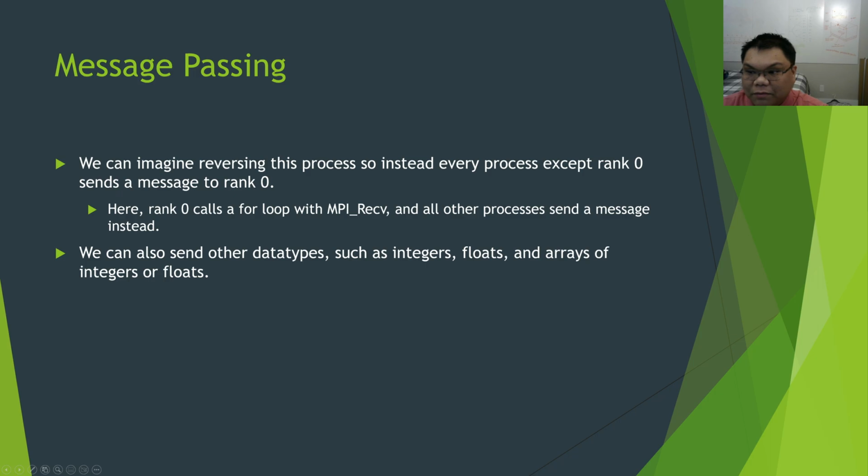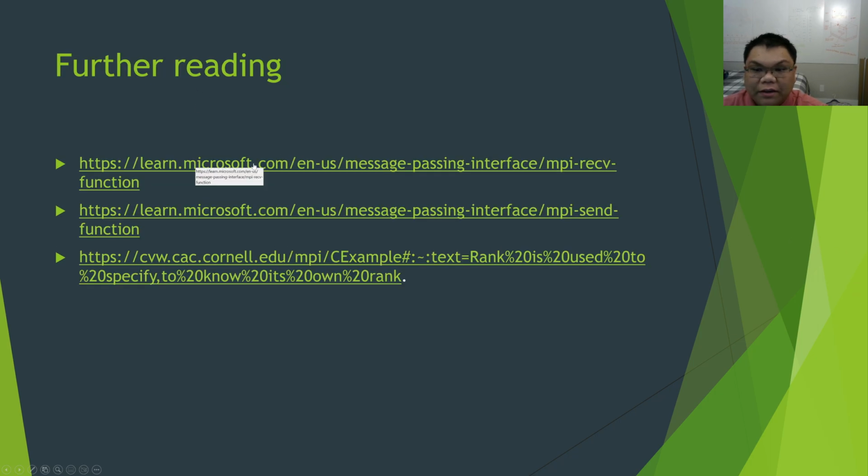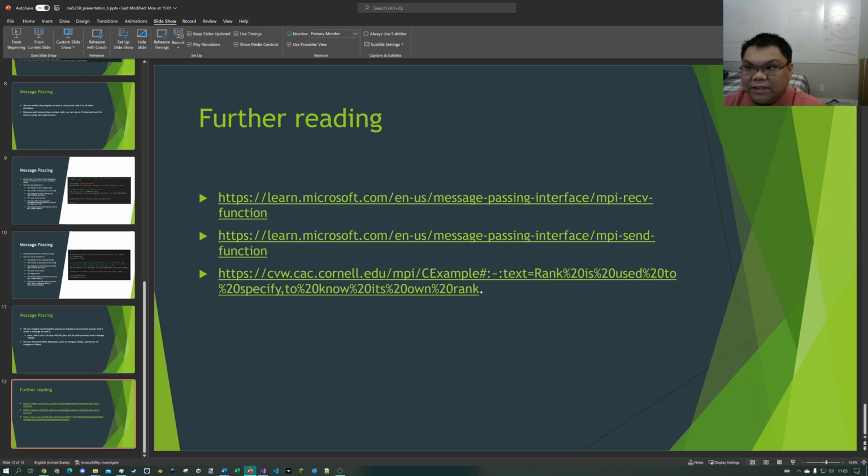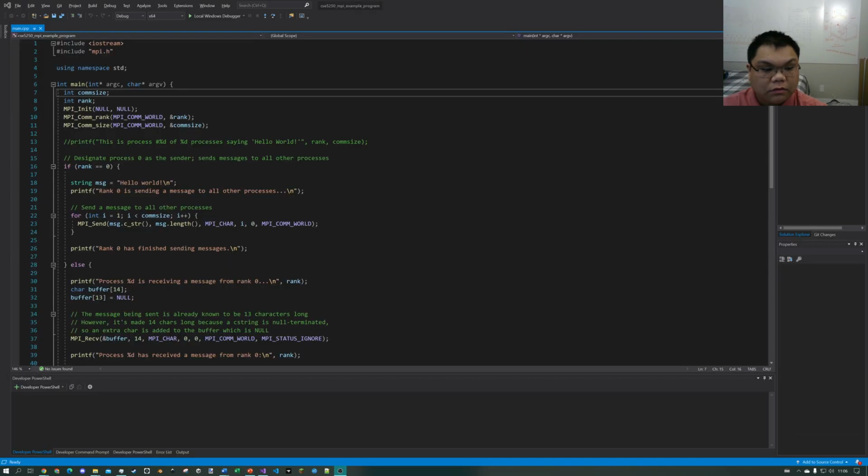And if you want any further reading, I have a few links here. Two of these links are the send and receive functions, and the other one is a cornell.edu link explaining a little bit more about the parts of an MPI program. Right, so that's going to be it for the presentation. Now, let's get back to playing around with MPI a little bit further.